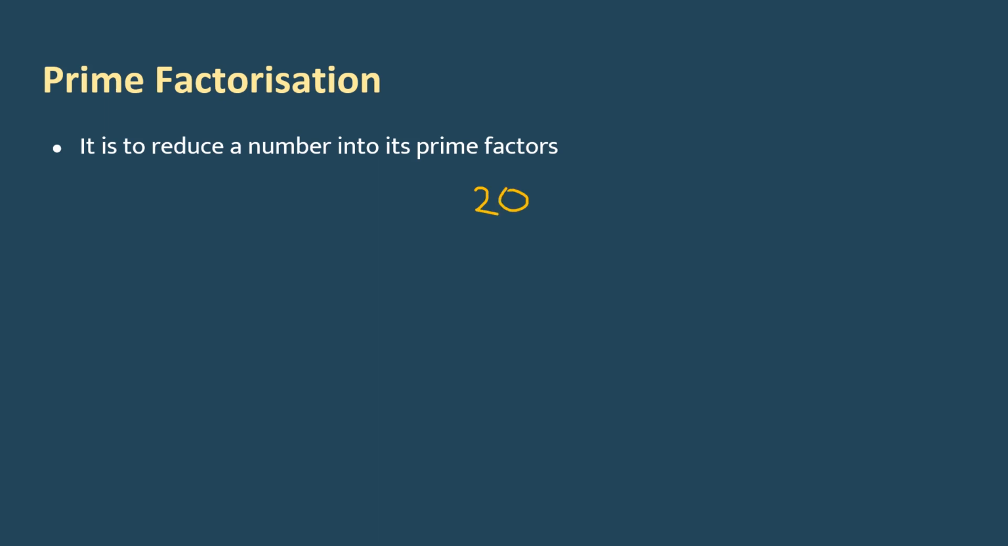We first write the number that we want to find down, and then we write a giant L beside it. We're going to divide it by the prime numbers now. We're going to start with the smallest number, and that is 2. Can 20 be divided by 2? Yes, because 20 is an even number, it can be divided by 2. So 20 divided by 2 is 10. We're going to write 10 here.